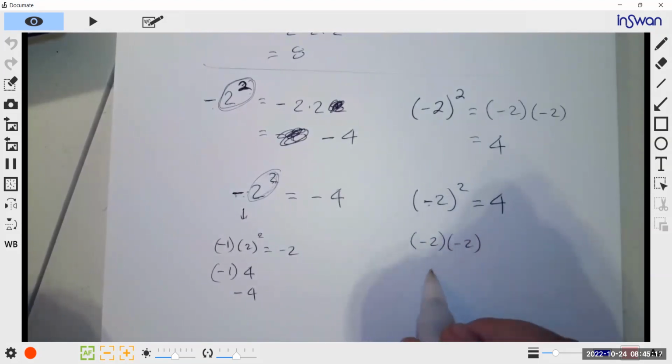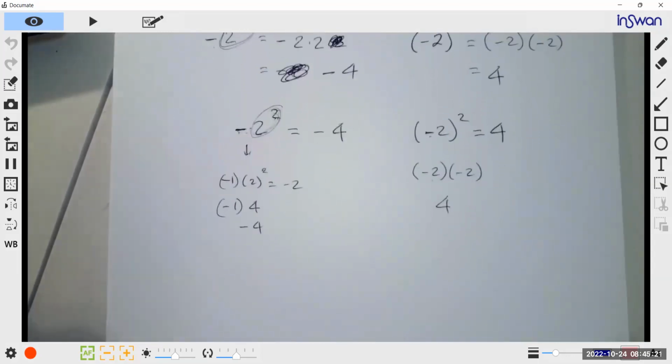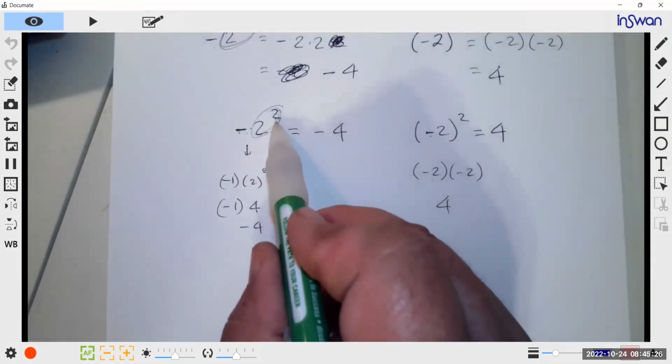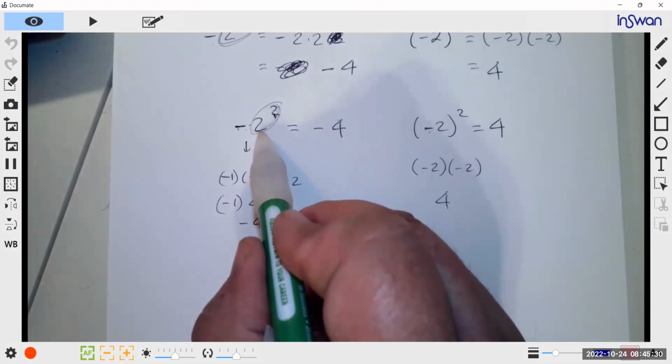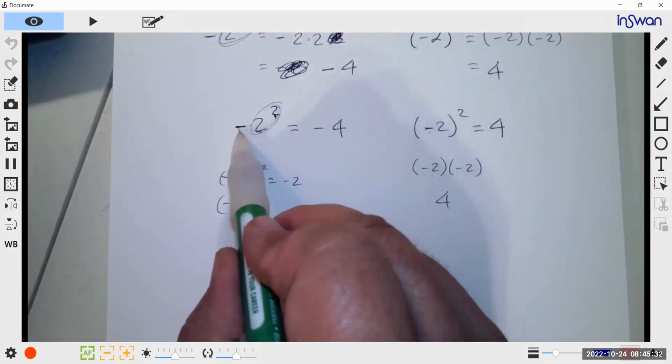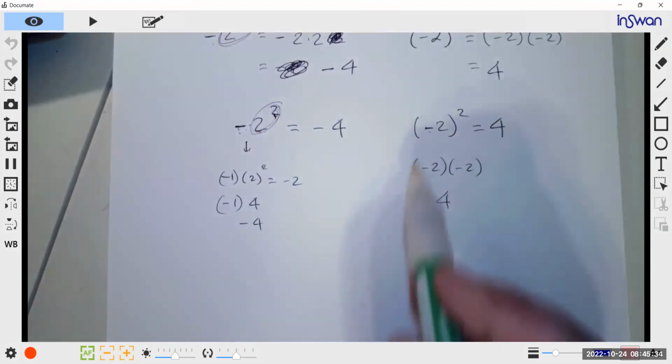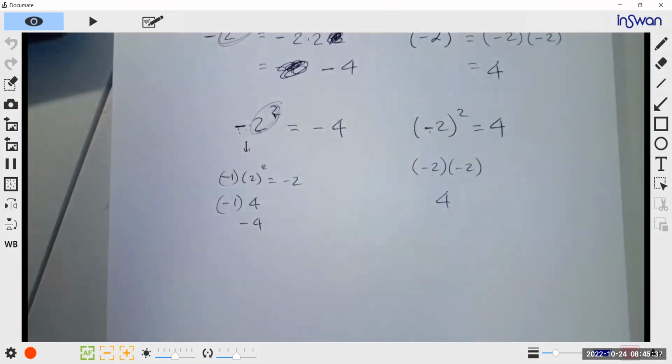So negative times negative, they cancel out. 2 times 2 is 4. So be very careful when you have negative signs and exponents. The exponent, unless it's in parentheses, only belongs to the number at its base, not the sign in front of it, unless it's inside the parentheses.